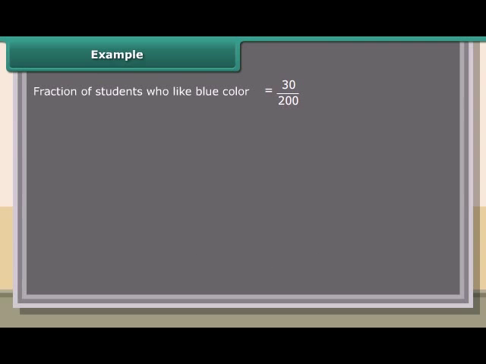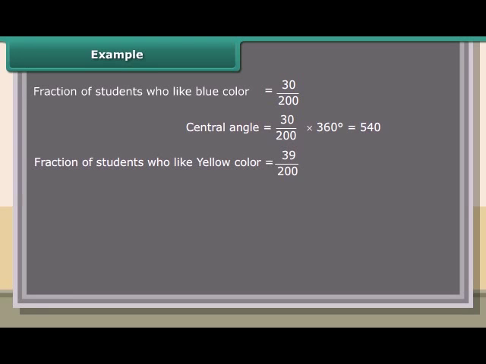Fraction of students who like blue color is equal to 30 upon 200. Central angle is equal to 30 upon 200 times 360 degrees, which is equal to 54 degrees. Fraction of students who like yellow color is equal to 39 upon 200. Now the central angle is equal to 39 upon 200 times 360 degrees, which is equal to 70.2 degrees.